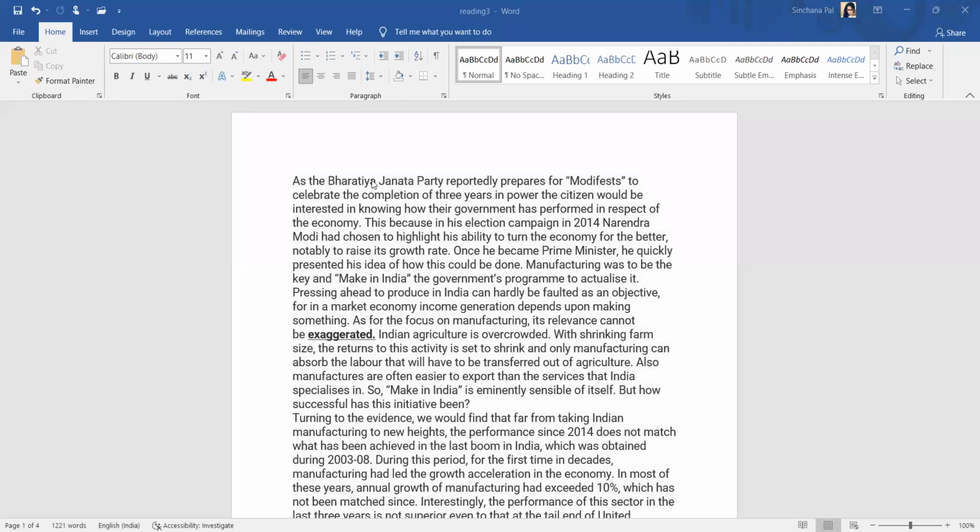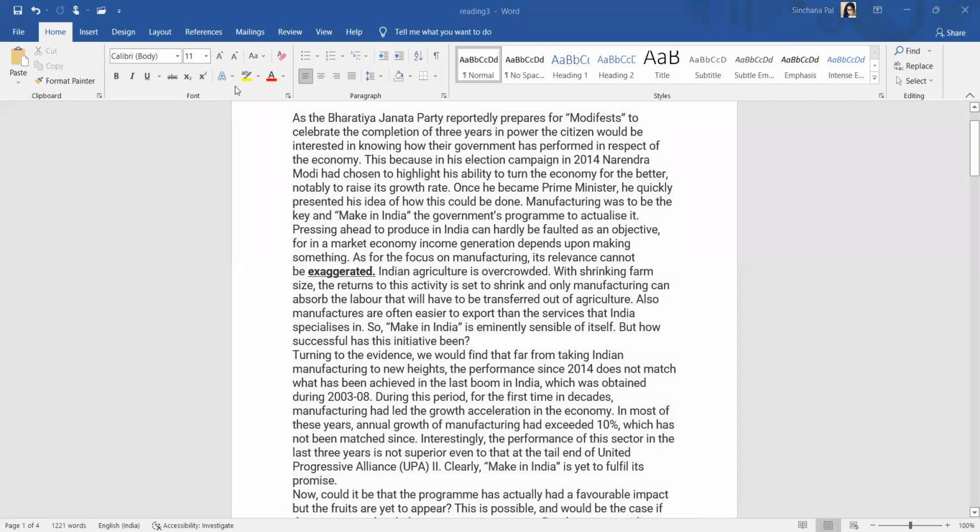So as the Bharatiya Janata Party reportedly prepares for Modi Fest to celebrate the completion of 3 years in power, the citizens will be interested in knowing how the government has performed in respect of the economy. So you can understand this is a political passage.